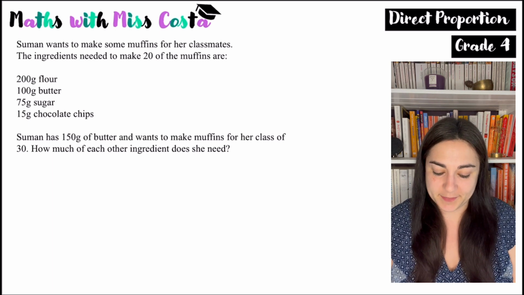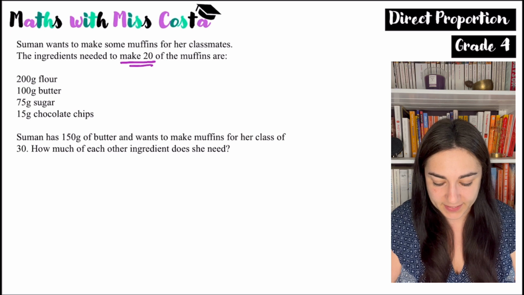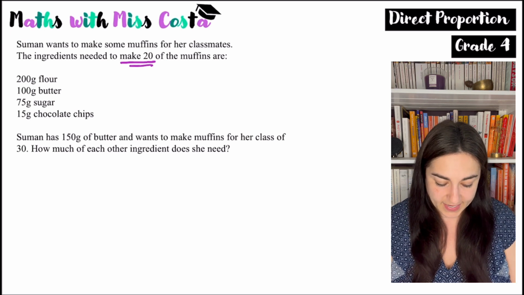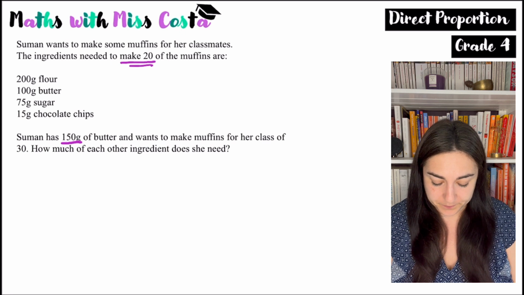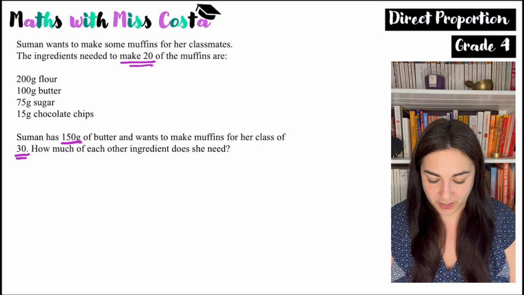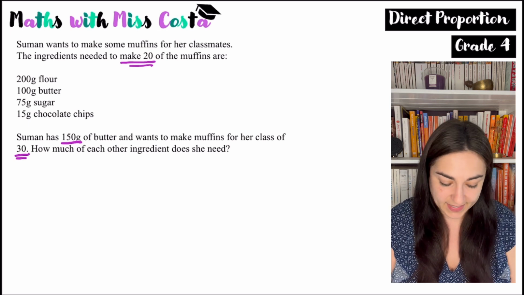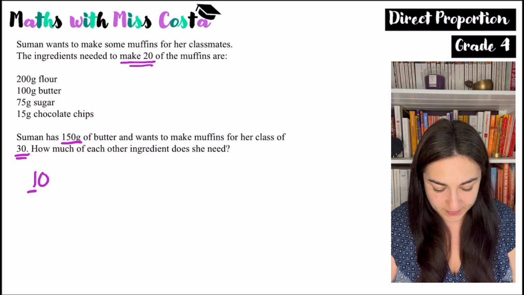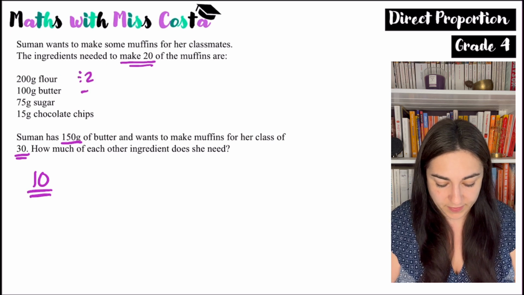So Suman wants to make some muffins for her classmates. The ingredients needed to make 20 muffins are this. She has 150 grams of butter and wants to make muffins for her class of 30. How much of each other ingredient does she need? Well, I know that to make 20, these are the ingredients. So what I could do is to work out how much you need for 10. So divide everything by 2.